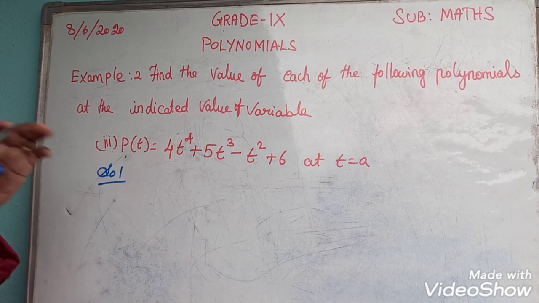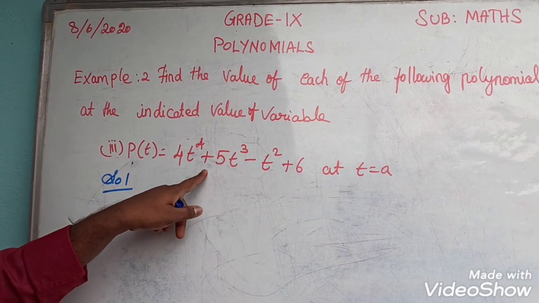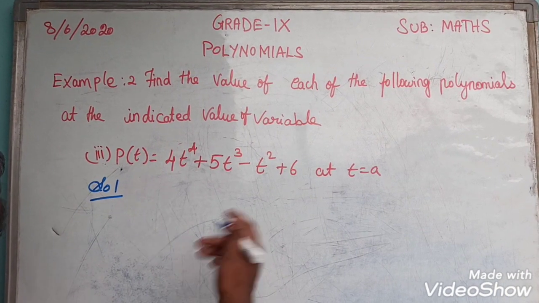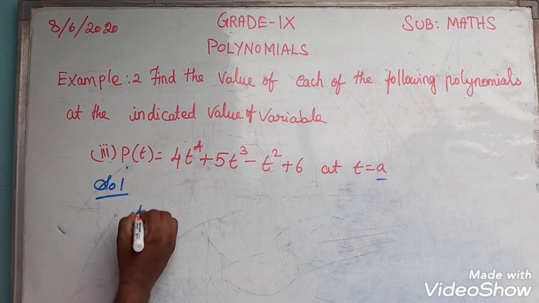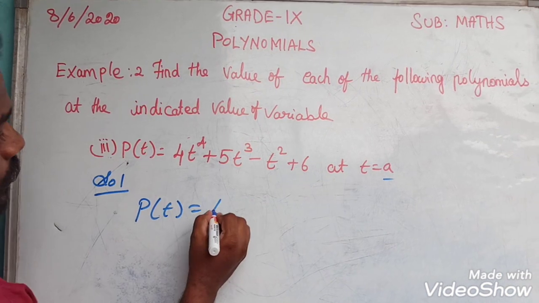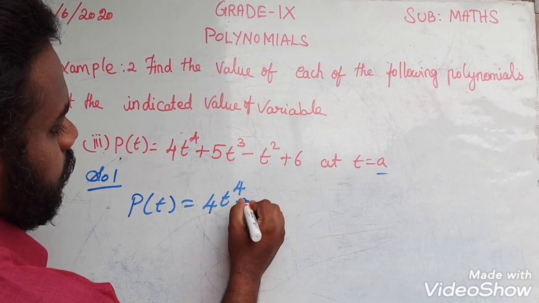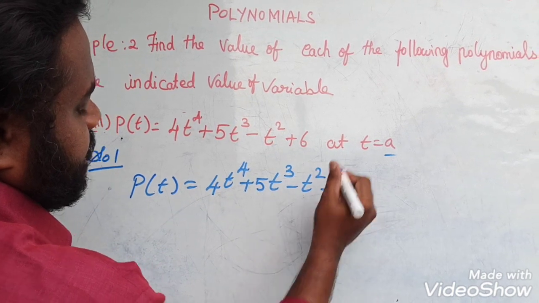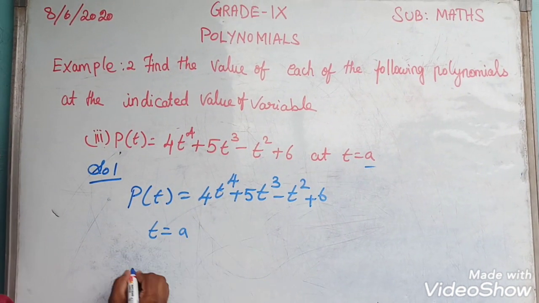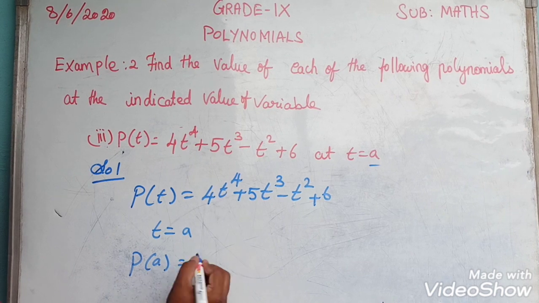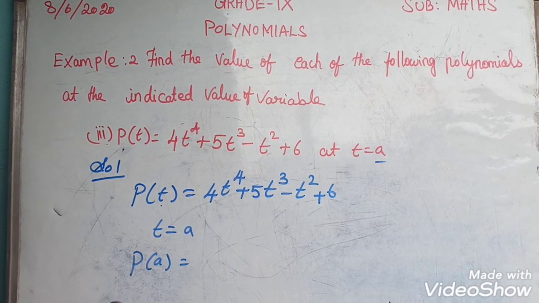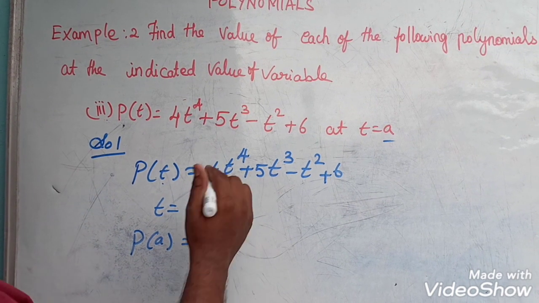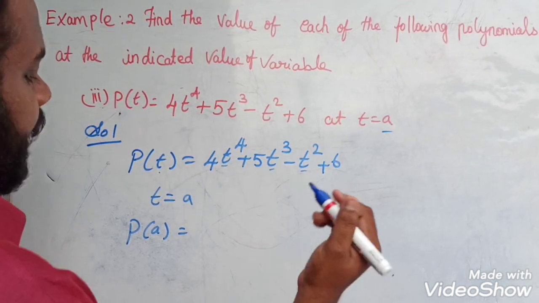Now p of t equal to 4t power 4 plus 5t cube minus t square plus 6 at t equal to a. Instead of t we have to substitute a. So p of t equals 4t power 4 plus 5t power 3 minus t power 2 plus 6. We take t equal to a. So p of a. Here t is a variable and a is also a variable, so nothing will change. Instead of t you have to take a.